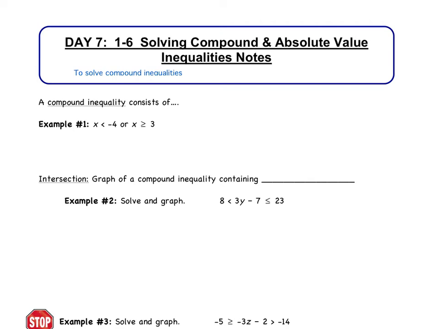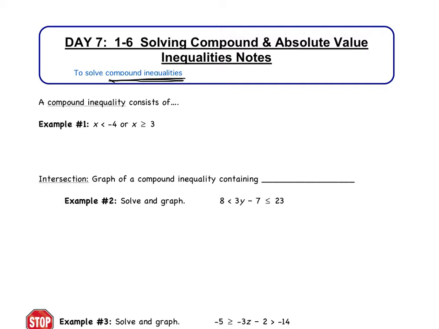Welcome to section 1.6, which is about solving compound and absolute value inequalities. This is day 7. You should be on page 17 in your packet. Today we're just going to focus on compound inequalities. In the next video, we'll approach absolute value inequalities.